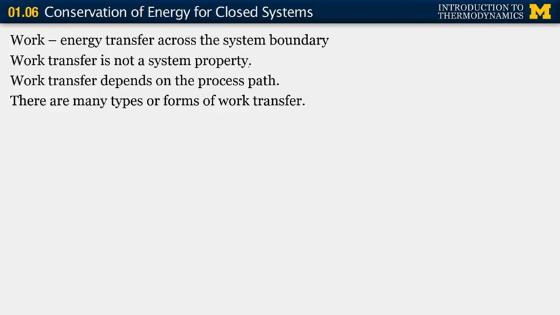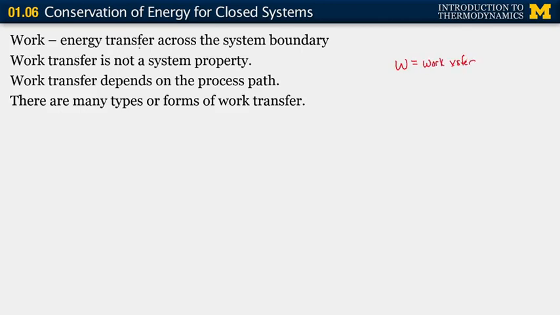Work transfer is not a system property, okay? And the work transfer depends on the process path. So I get a different amount of work depending on the process path that I take. And the way that we express that path-dependent behavior is through the mathematical expression for work transfer. So W is what we use to denote work transfer.